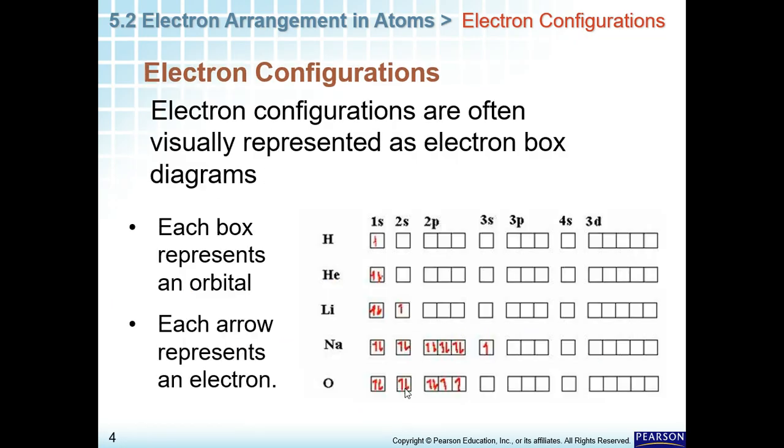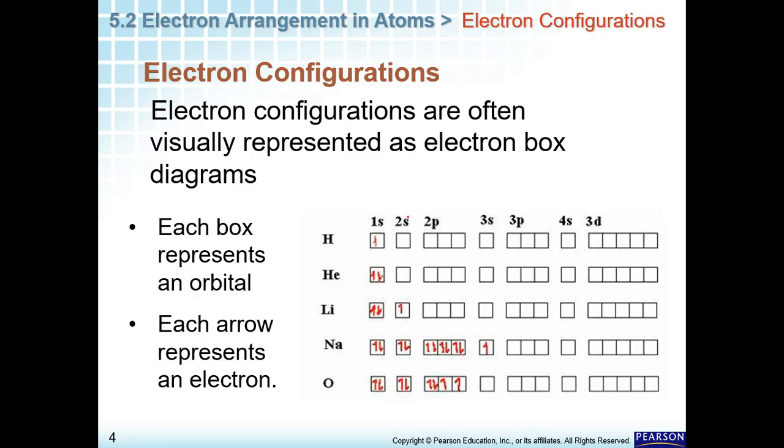Before we can write the shorthand notation, we have to understand and look at the visual representation. And we call these visual representations of electron configurations electron box diagrams. So over here, I have electron box diagrams for 5 different elements: hydrogen, helium, lithium, sodium, and oxygen.